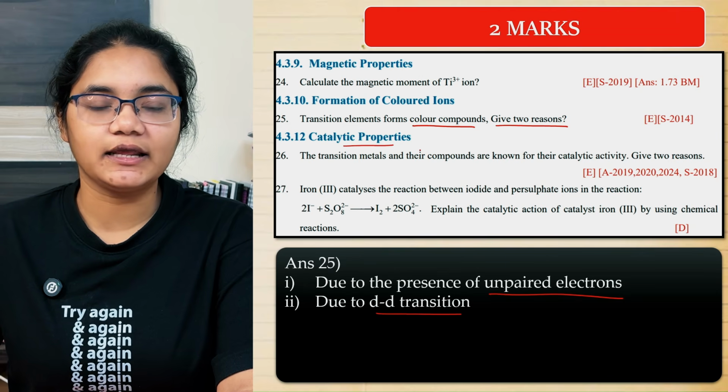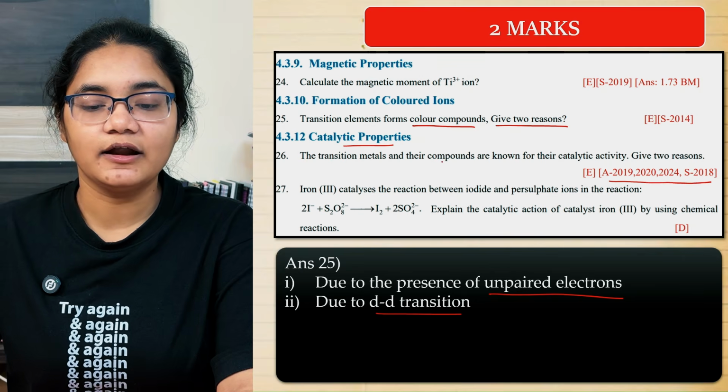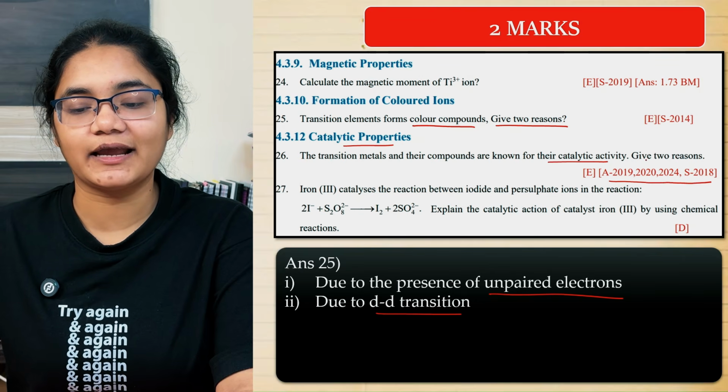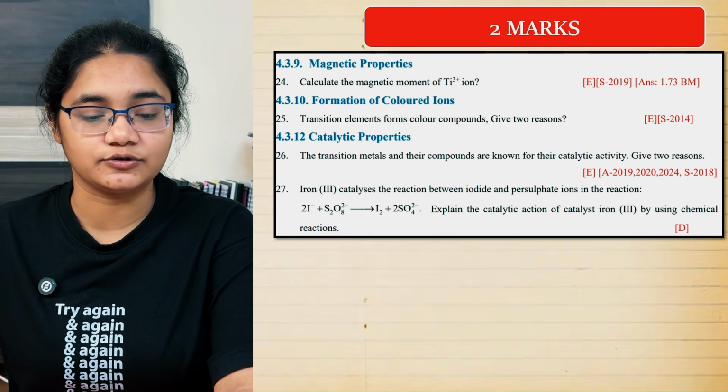Next, catalytic property. I have told you this is a very, very important question. You can see how many times it is repeated. Transition metals and their compounds are known for their catalytic activity. Give 2 reasons. You should at least know 3 reasons, so that in the 3-marker question also you can answer.